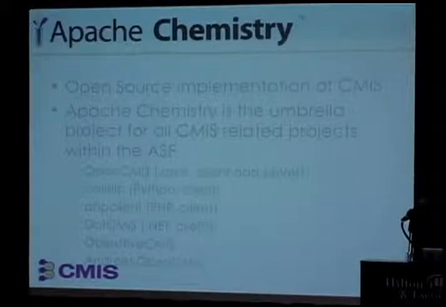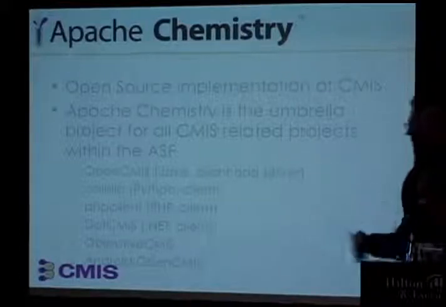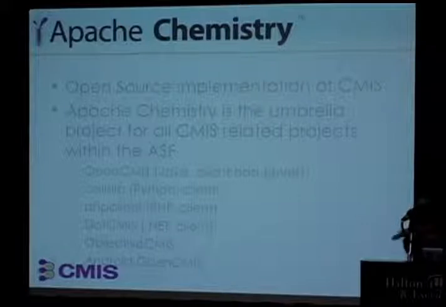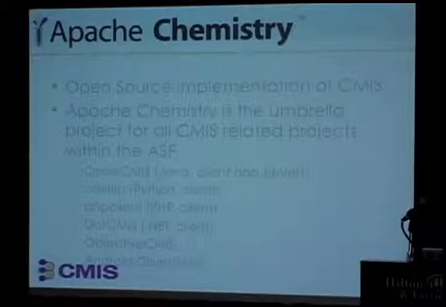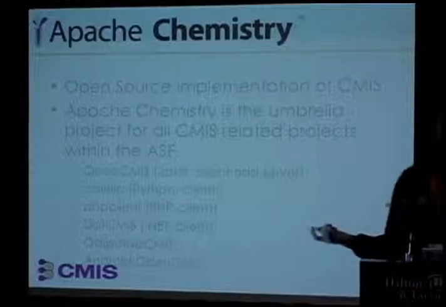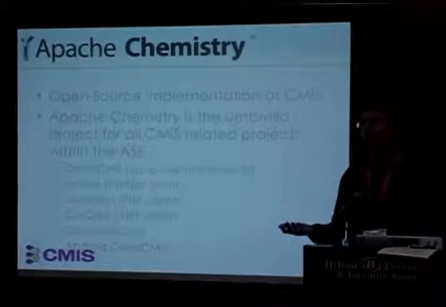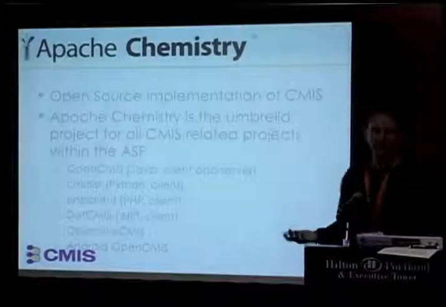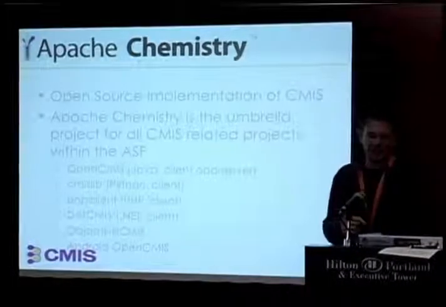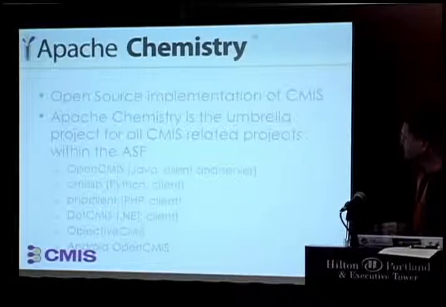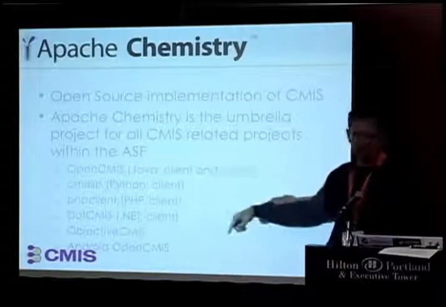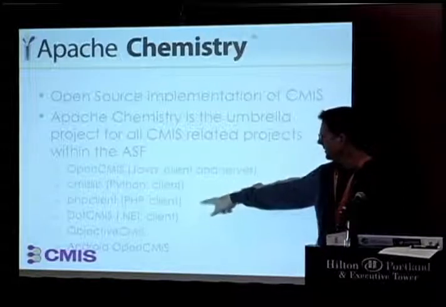Chemistry is an umbrella project for all of the CMIS-related projects that exist. So there's OpenCMIS, which is by far the most commonly used sub-project of Apache Chemistry. It's the Java-based client library, as well as a server-side set of libraries, so that if you had a repository that you had written and you wanted it to be a CMIS server, you could use the server-side classes to do that. Then there's CMISLib, which is a Python client. That's what I maintain. Then there's also a PHP client.